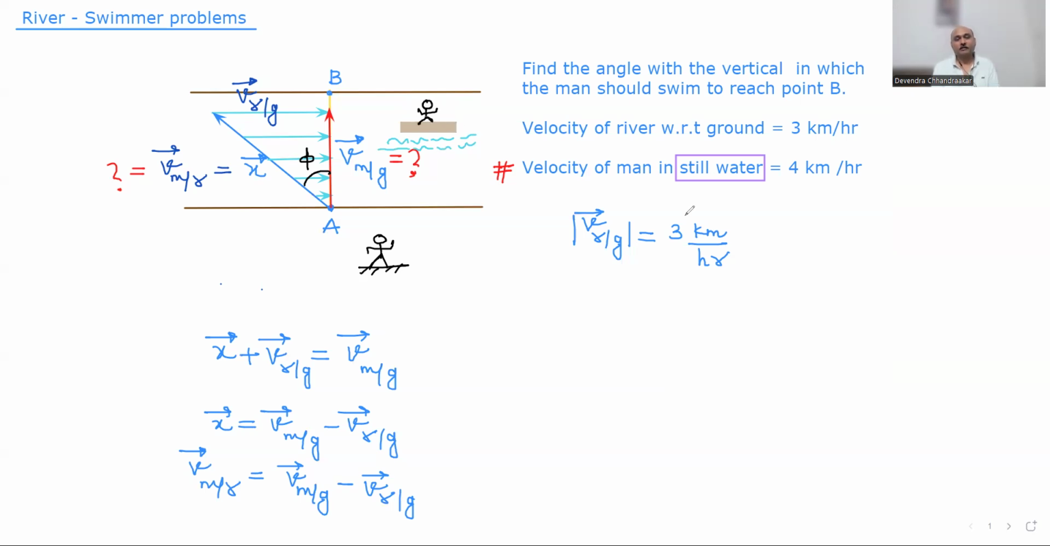With respect to you, water is still, yes or no? Yes, sir. With respect to this person, let's name this person as Q, this person as P. So P is the man standing on the ground and Q is the person sitting on the plank, right? So now with respect to this person, the man seems to be moving in which direction? Along this line, yes or no? That is VMR. समझ आया बेटा?